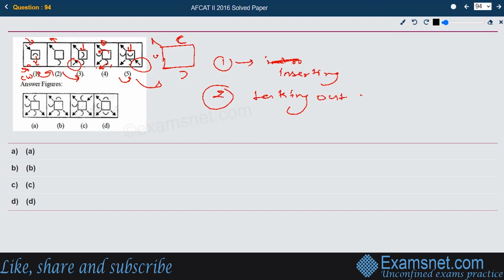So this is the old one, this is the old one, this was the new arrow which has been inverted, so it should come like this. So whichever option contains this figure should be our right answer, and that is contained in option number A. So that is the right answer.